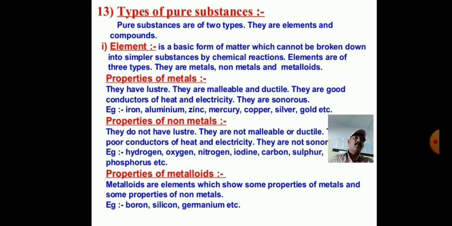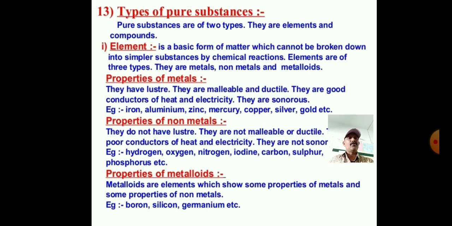So they behave like metals and also behave like non-metals. Together they can work. So metalloids are elements which show some properties of metals and some properties of non-metals. Examples are boron B, silicon Si, germanium Ge, etc. are the metalloids. So I think you have understood easily from this slide.